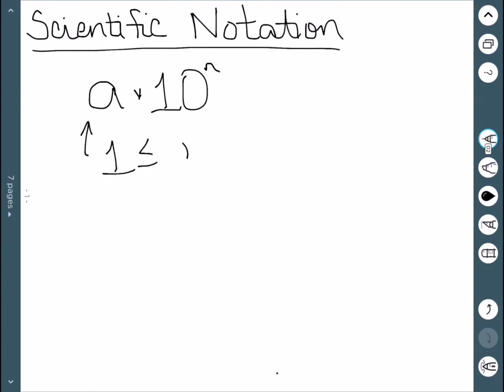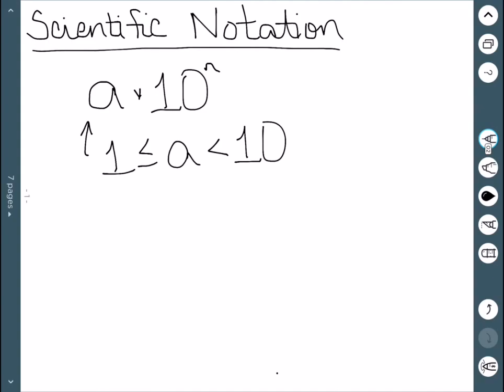Here we'll look at scientific notation. So the idea of scientific notation is we have some number a times 10 to some exponent. And in particular, this number a should be greater than or equal to 1 and less than 10.